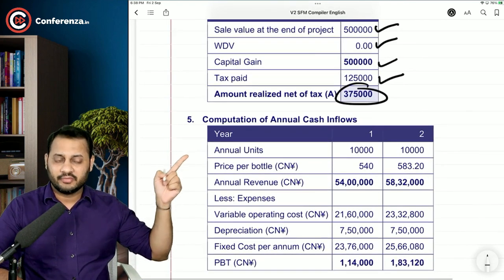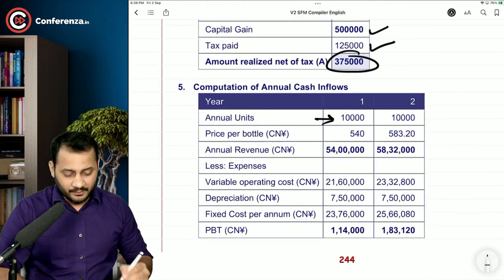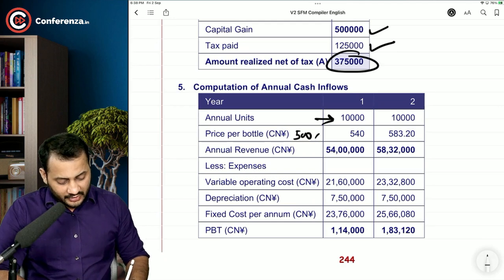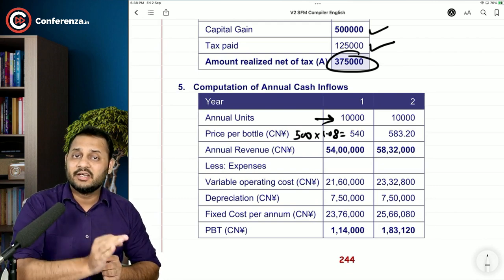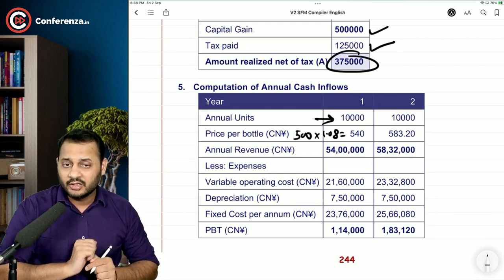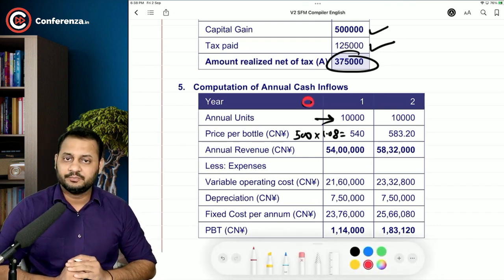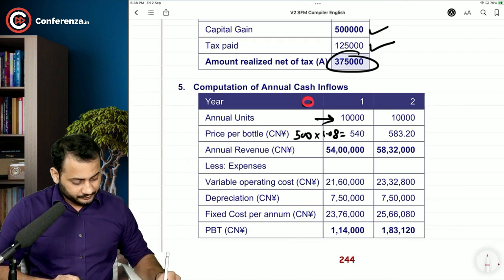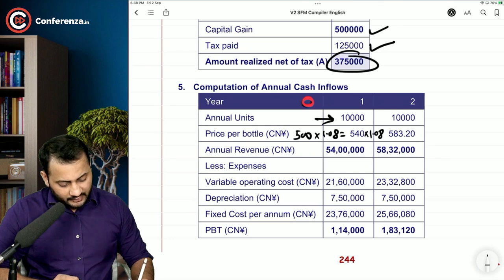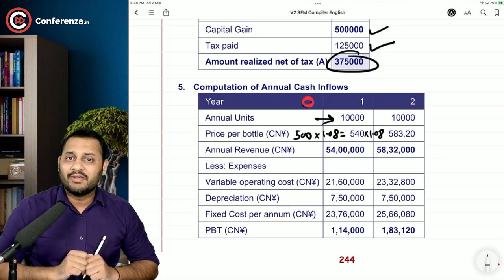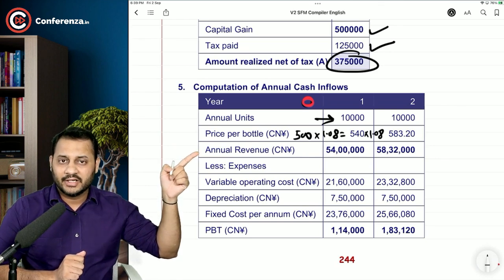And then the computation of annual cash flows. Have a look. You are going to sell 10,000 units every year. What will be the price? It was 500 today. So 500 into 1.08 will become 540. It will increase by the rate of inflation. That's what is written in the question. So at 0 point, the selling price is 500. It will become 540 at the end of year 1, and again multiplied by 1.08 for the second year, it will become 583.